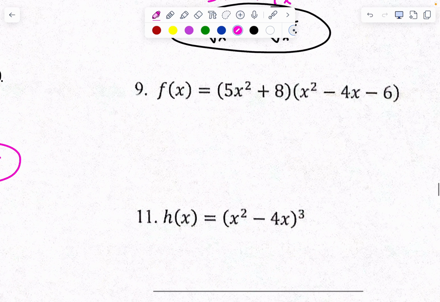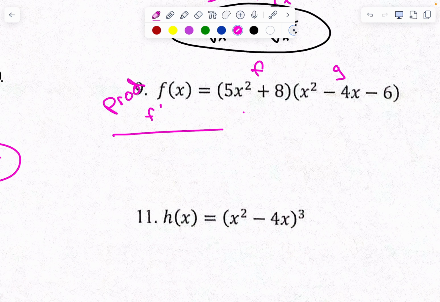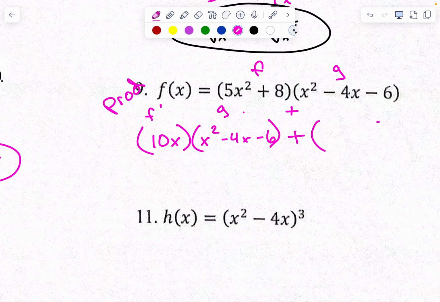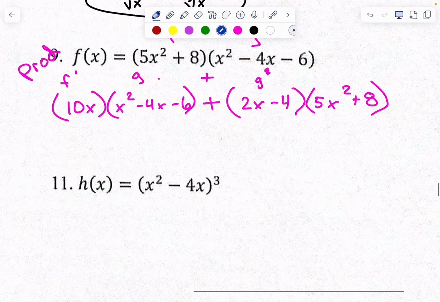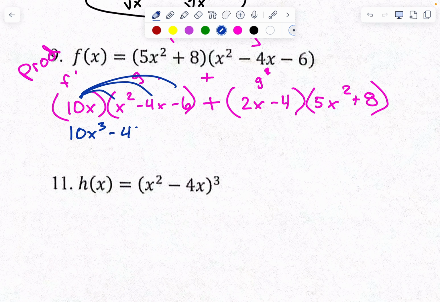Okay, number 9. This is a product. Product F G. All right, F prime is 10x, times G, that whole thing, x squared minus 4x minus 6, plus G prime, 2x minus 4, times 5x squared plus 8. And there's no bottom. Distribute 10x: 10x cubed minus 40x squared minus 60x.